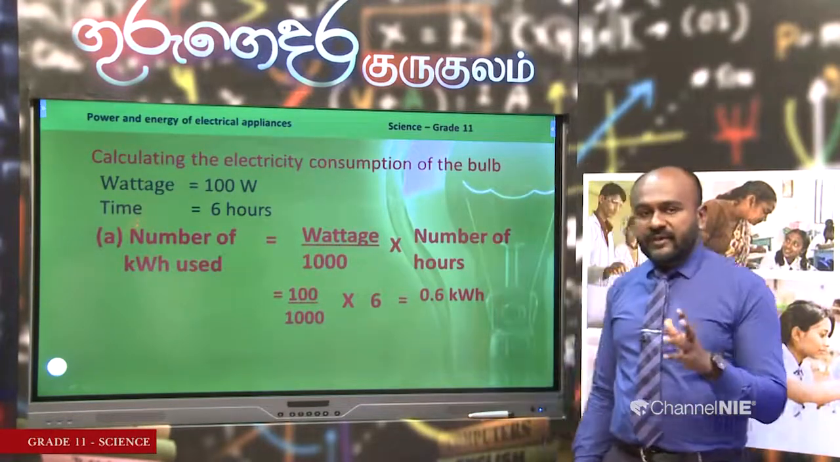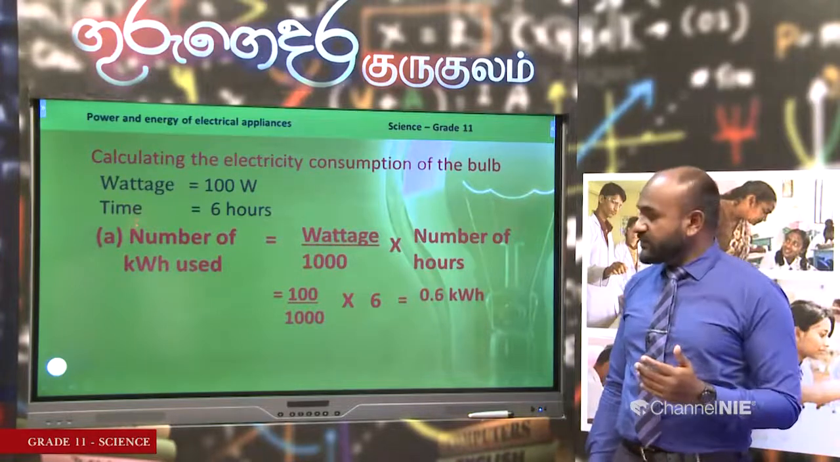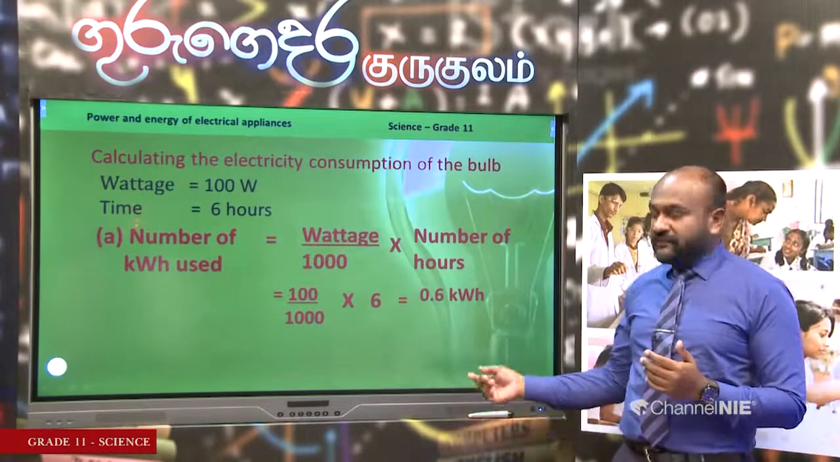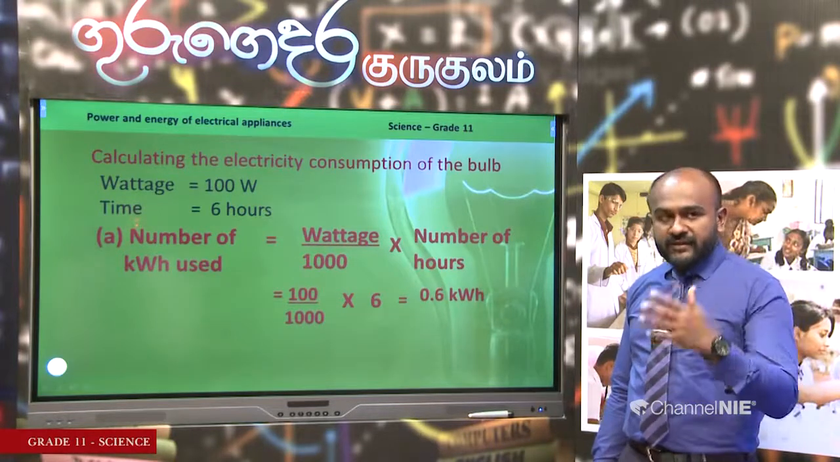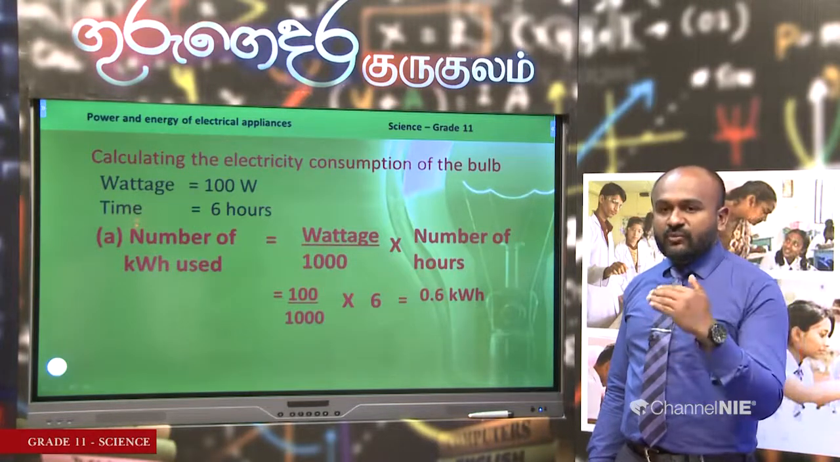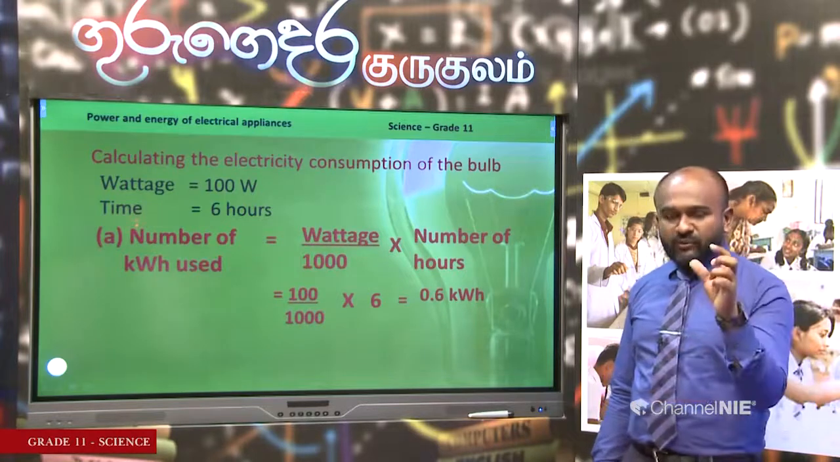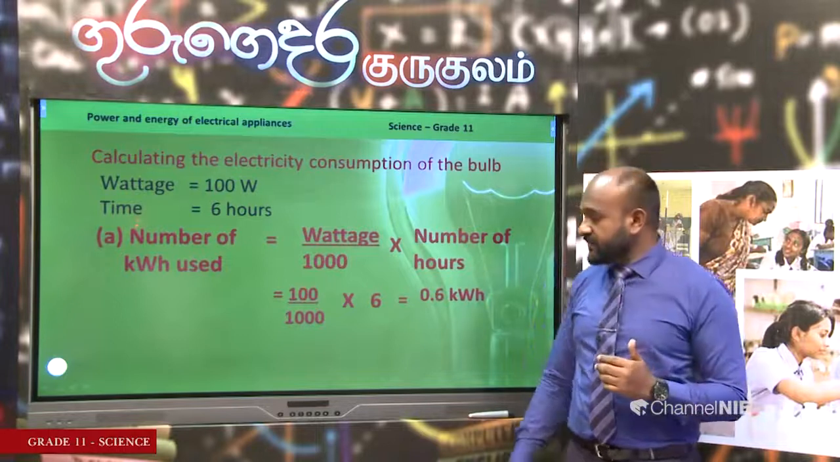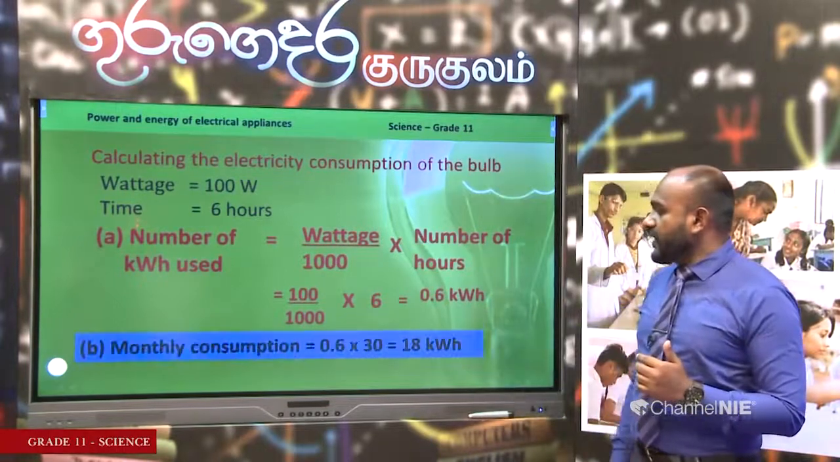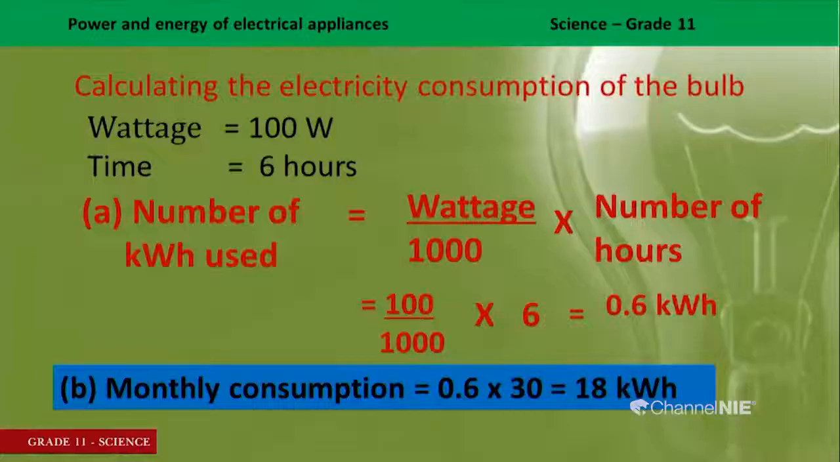Now, in part B, you are asked to find the monthly consumption. You know how to do it, it's a simple thing. This is the daily consumption. If you want to find the monthly consumption, you multiply by 30, because normally we take the number of days for a month as 30 days. So the monthly consumption will be 0.6 into 30, which gives us 18 kilowatt hours. So, now the consumption is 18 units.